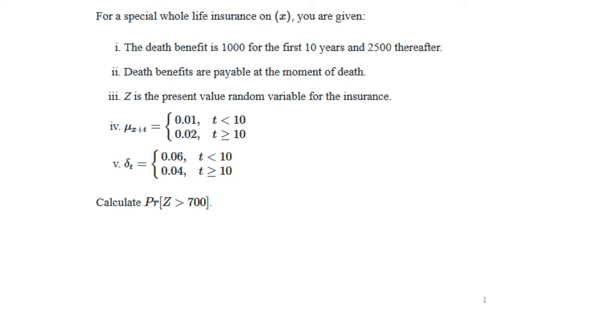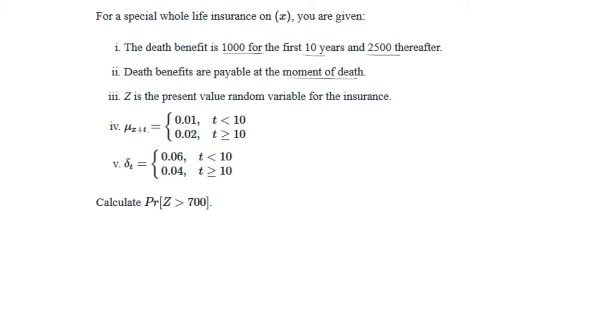We're given a special whole life insurance on age X. The death benefit is 1,000 for the first 10 years and 2,500 thereafter. Death benefits are payable at the moment of death. And we're given Z as a present value.